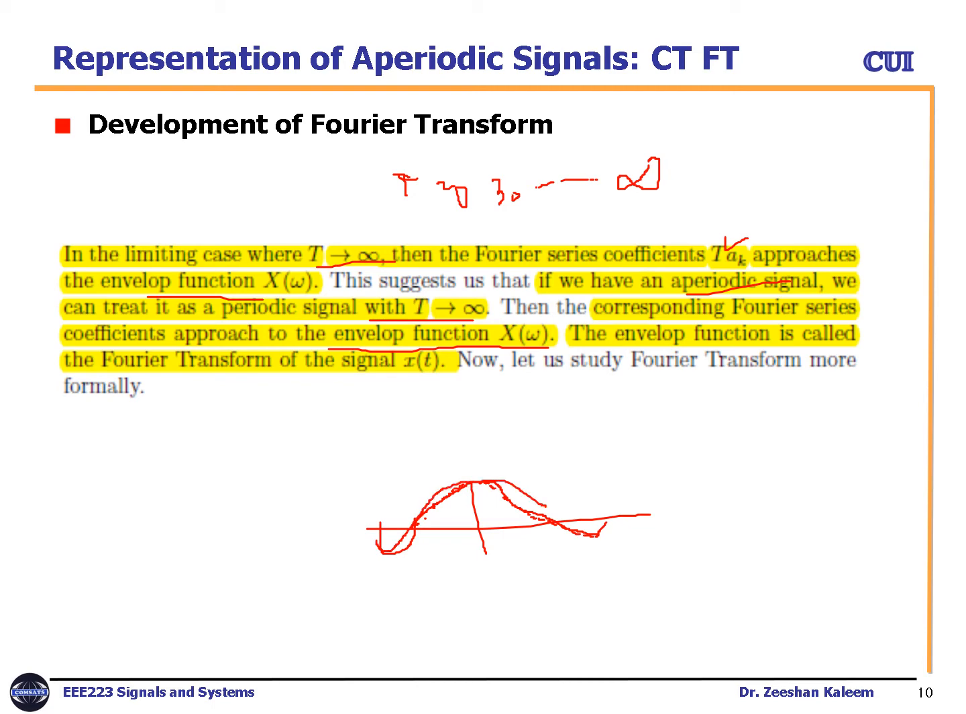The envelope function is called the Fourier transform of the signal x(t). This envelope function X(omega) is called the Fourier transform. So this is X(omega), which is the Fourier transform of a signal. Now let us study the Fourier transform more formally.